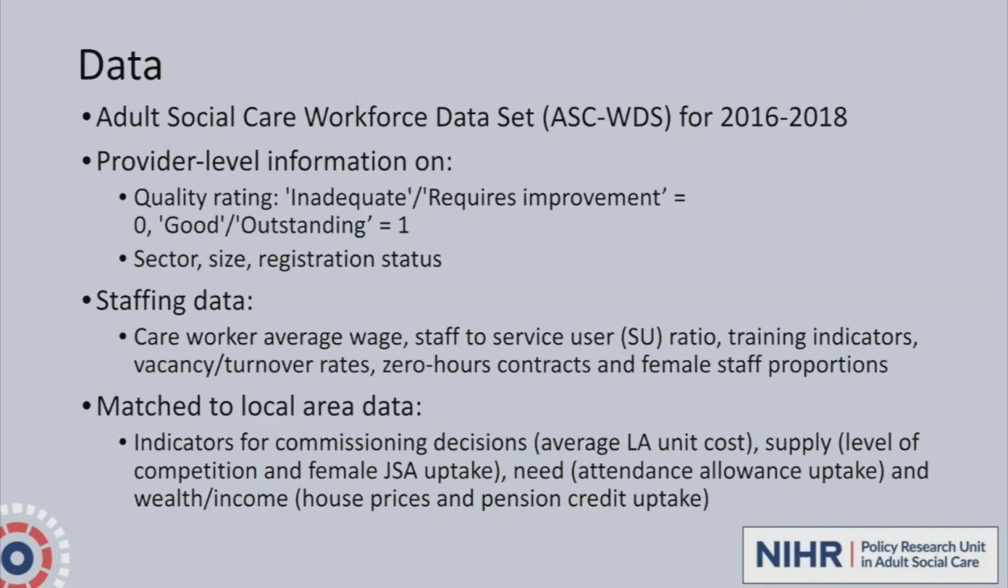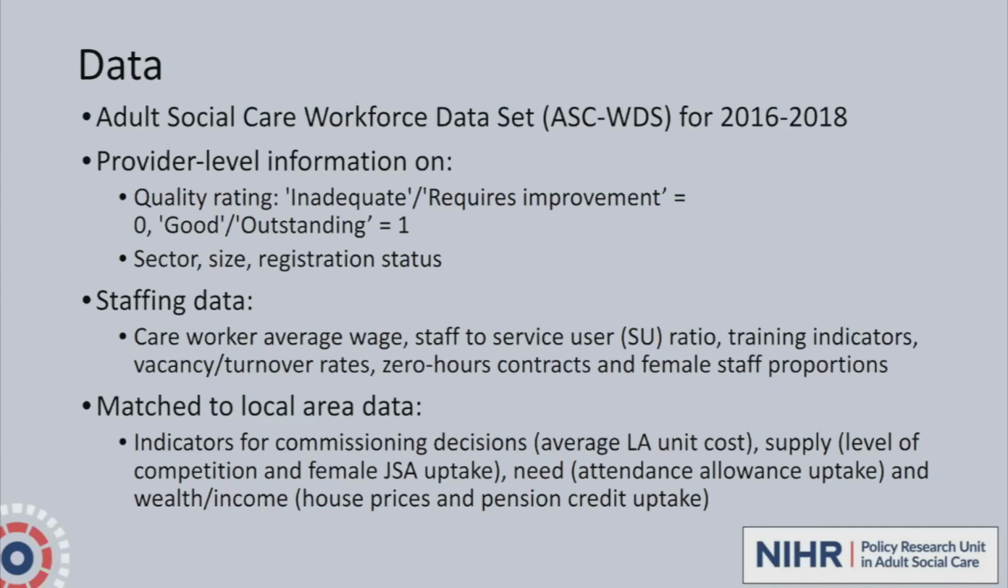Then we've also got provider level information on the provider sector in terms of private or voluntary, their size by staff, and their registration status in terms of who they are providing support for, be it those living with dementia, older people, or those with learning disabilities, and so on. For the staffing data, we look at provider level, the care worker average wage, the staff to service user ratio, indicators of training, vacancy and turnover rates, the prevalence of 0 hours contracts for employees, and the prevalence of female staff.